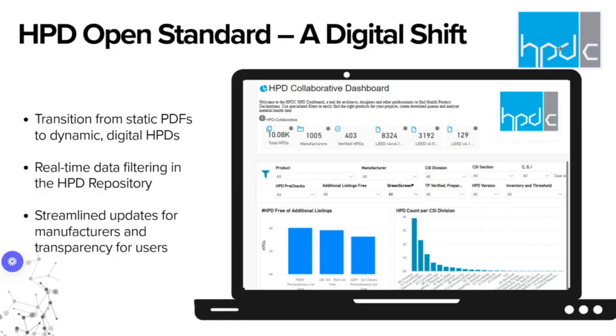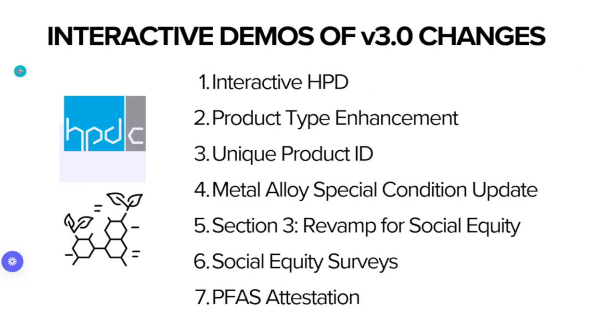Originally, we really were going to go completely away from the PDF, but everyone's so familiar with the PDF that we will still have a PDF option within the repository, but the searchability is still going to be in this digital nature. What we're going to be going over today is the interactive HPD, and then some slight updates that a manufacturer would see in the actual HPD builder.